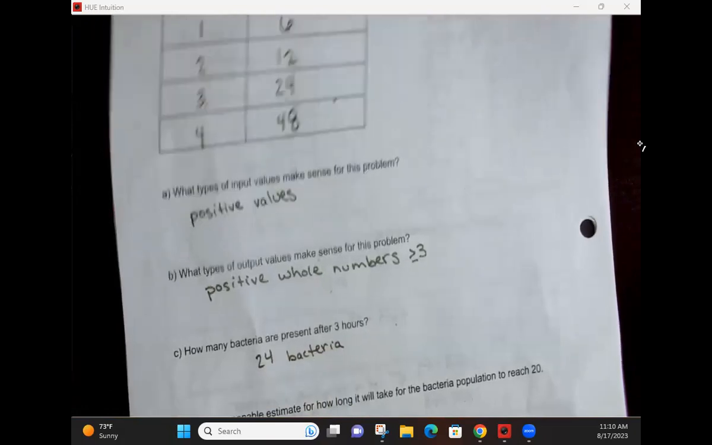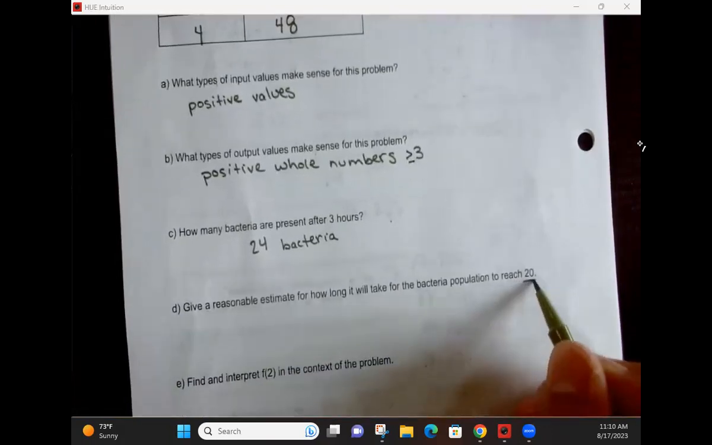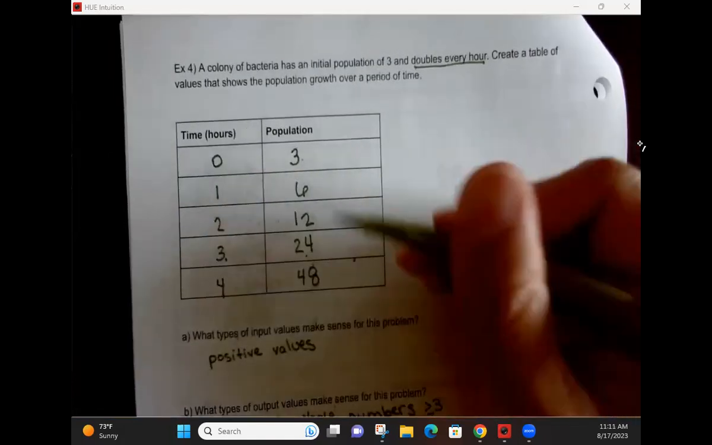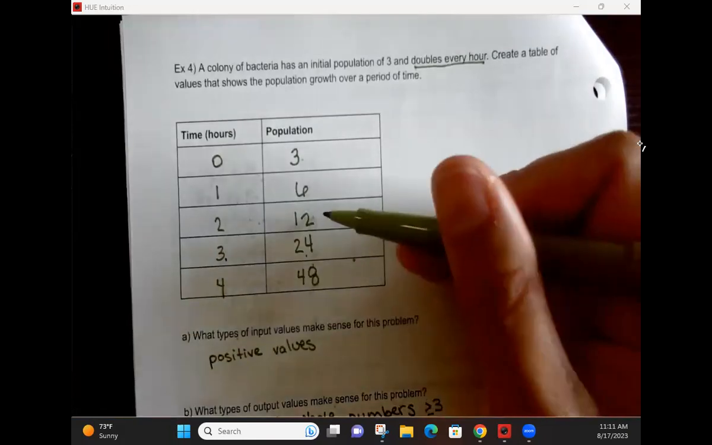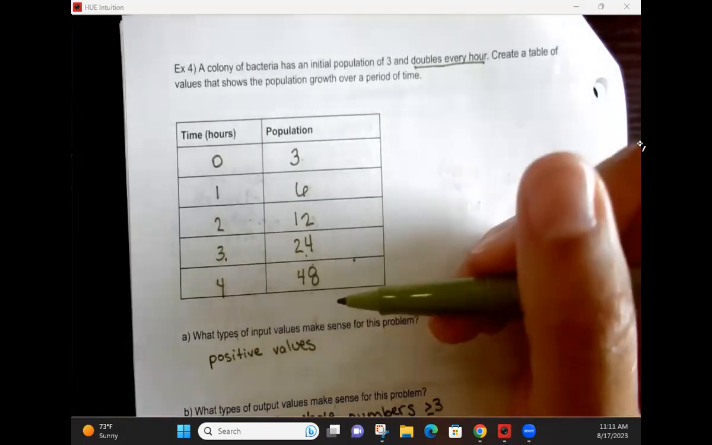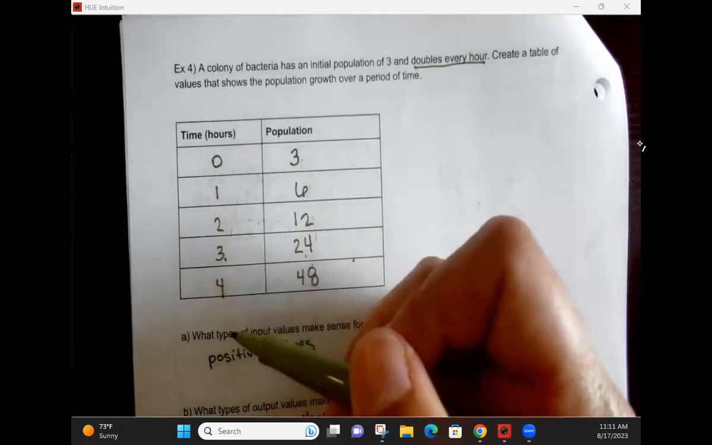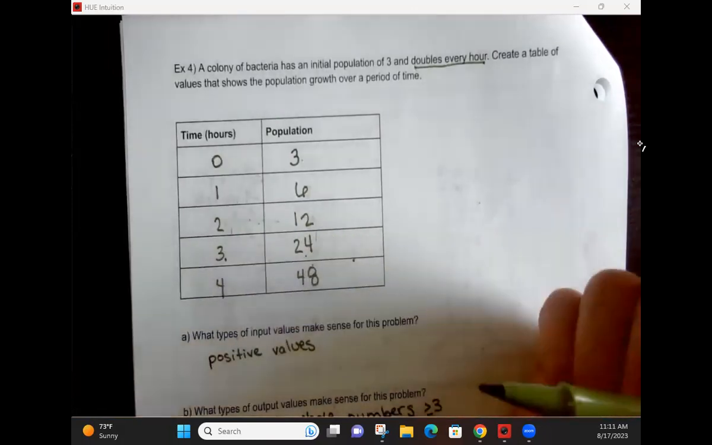For D, give a reasonable estimate for how long it will take the bacteria population to reach 20. So at some point, can I expect that I could have 20 bacteria? Sure. Do we see that time in our table? I see 12 and I see 24. 12 is too small, 24 is a little too big, okay? But I can use this information to come up with a reasonable time estimate for when I would get to 20. Somebody want to give me a reasonable estimate?